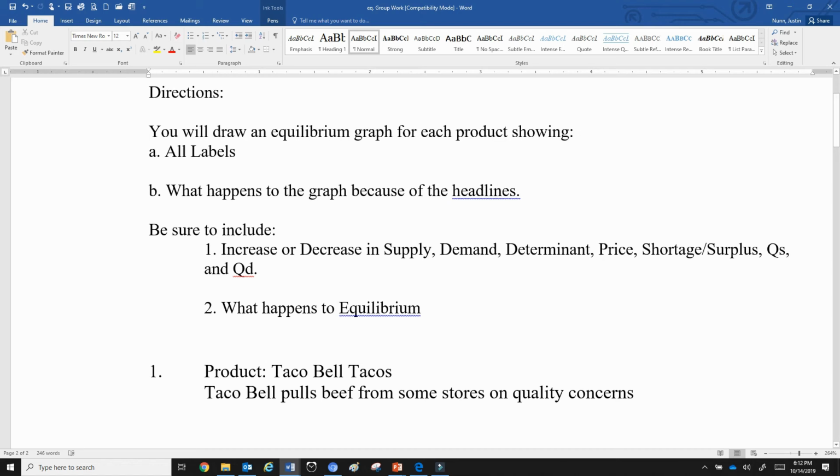So the first product that we're going to work with is Taco Bell tacos. I saw today that there was a lovely little headline for Taco Bell tacos. In that headline, this is the real deal. This is a real headline. Taco Bell pulls beef from some stores on quality concerns. So that's going to be a big giant issue.